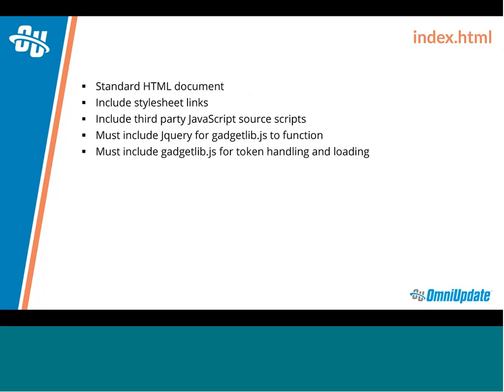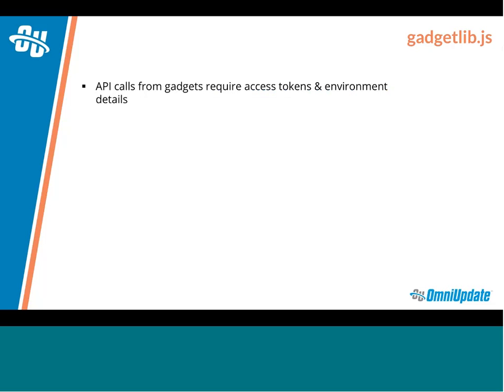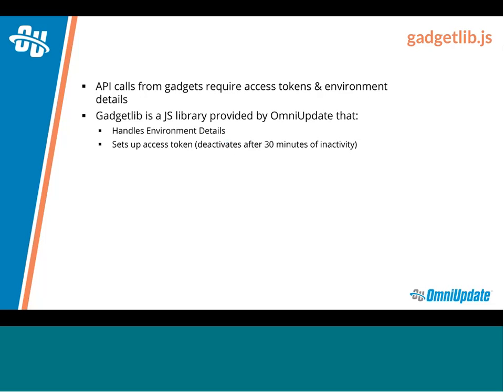And this is important with gadgetlib.js. Another reason why it is integral to how gadgets function is because it manages your token for you, your access token. So when you interact with OU Campus, this is what validates your session. And that session lasts for about 30 minutes. API calls from gadgets require access tokens and environment details. So GadgetLib is a library that we provide that handles those environment details, sets up the access token, which deactivates after 30 minutes of inactivity.